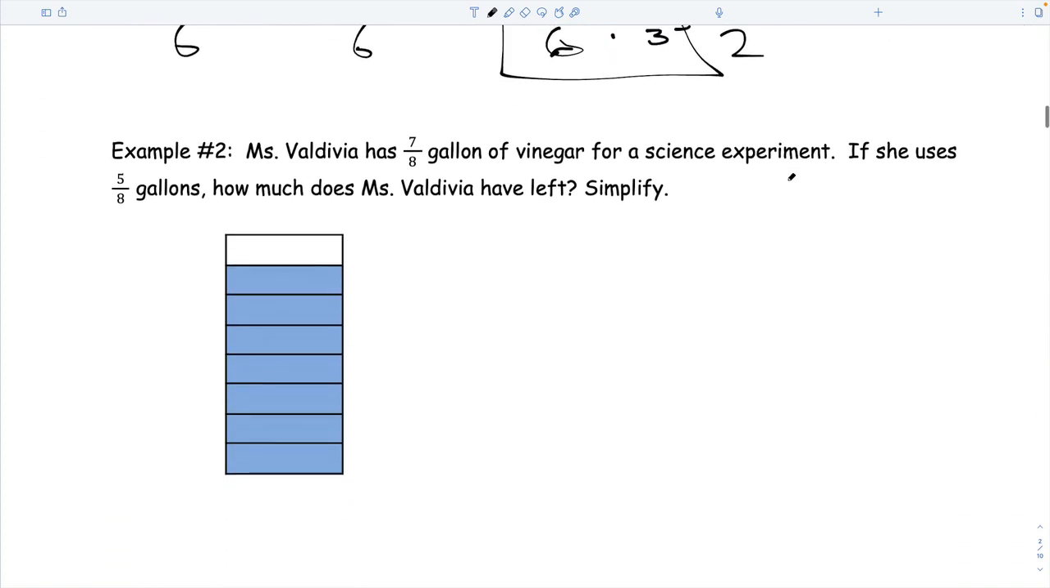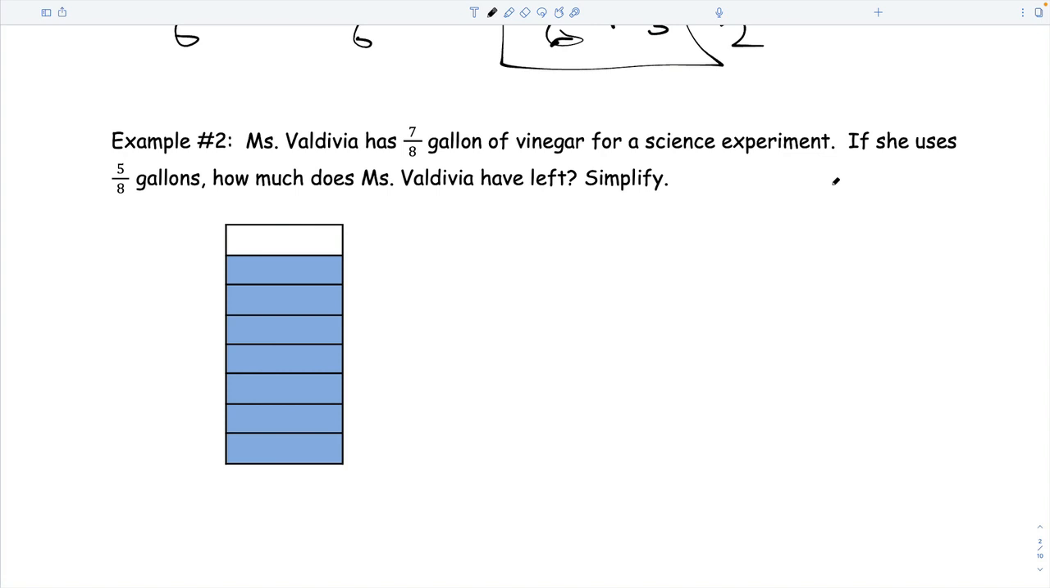Next problem. Example 2 says, Miss Valdivia has 7/8 gallons of vinegar for a science experiment. If she uses 5/8 of a gallon, how much does Miss Valdivia have left? Circle your numbers. Don't get the answer yet. Just circle them. Box a word that could clue me into what is happening. Am I adding or subtracting? What word should I box, Judah?